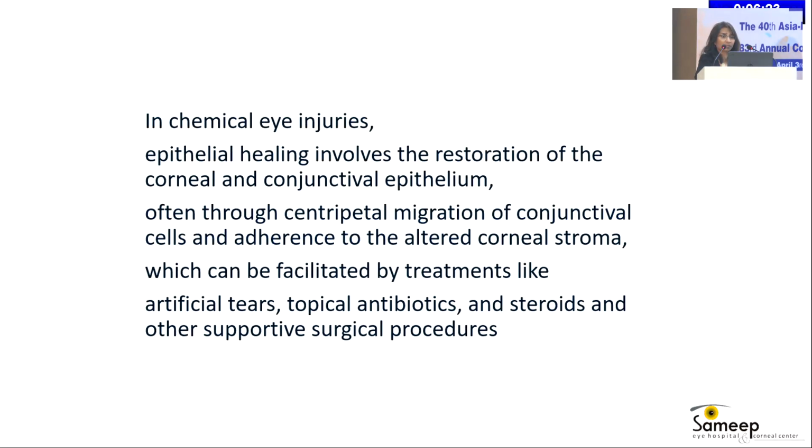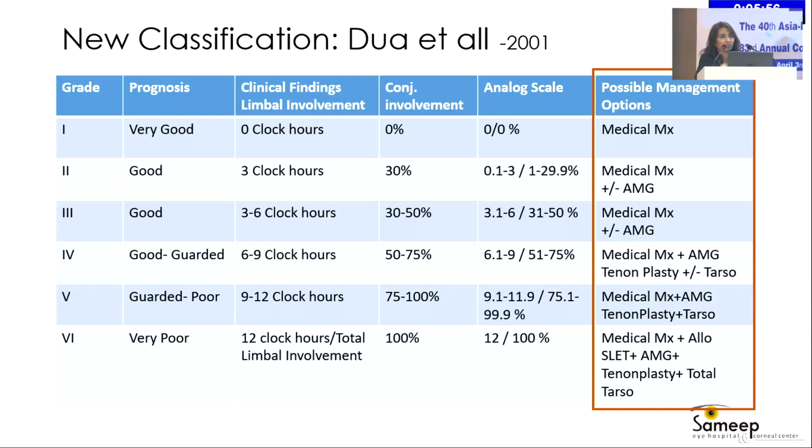So, in chemical eye injuries, epithelial healing involves the restoration of the corneal and conjunctival epithelium, often through centripetal migration of conjunctival cells and adherence to the altered corneal stroma. Here, the corneal stroma is not healthy, it is altered. This can be facilitated by treatments like artificial tears, topical antibiotics, steroids, and other supportive surgical procedures wherein we promote epithelialization of the ocular surface.